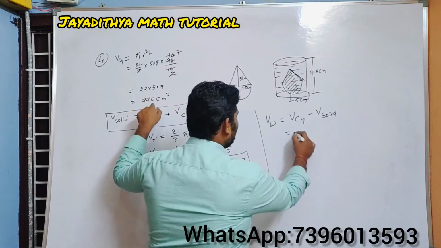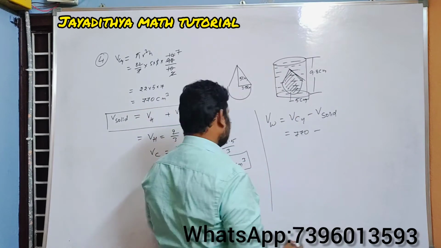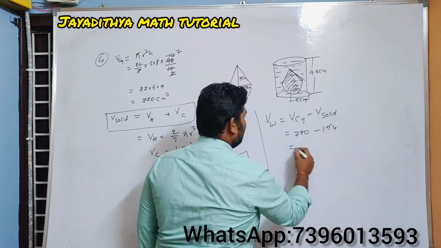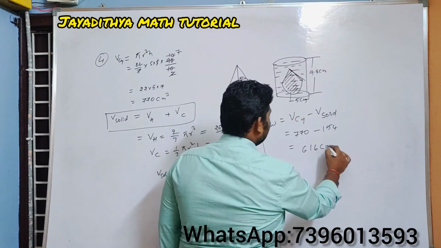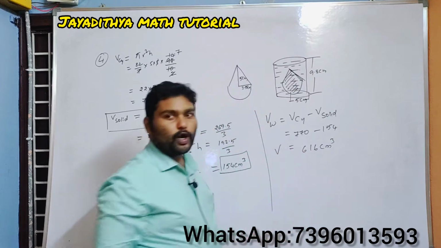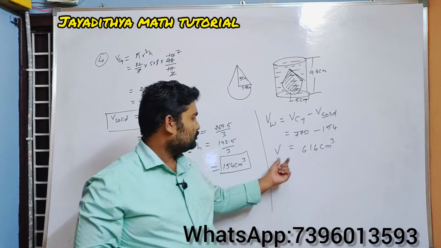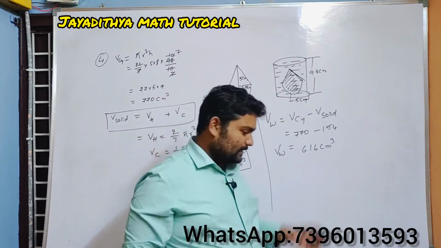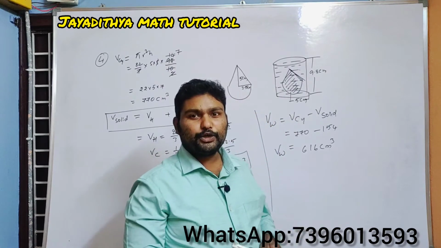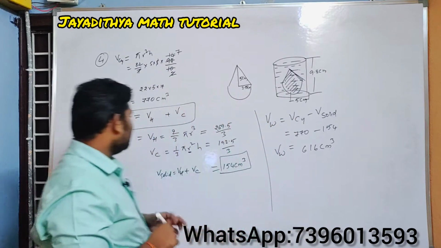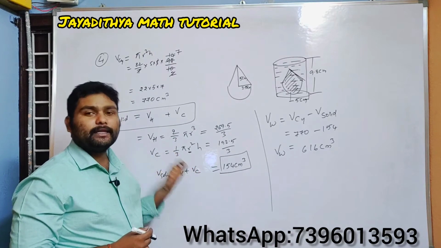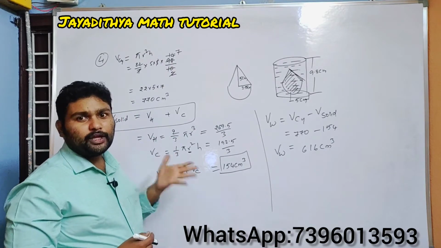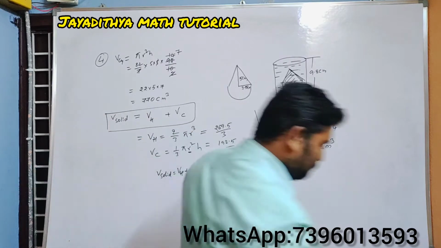So the volume of the cylinder is how much? 770 minus 154. How much answer will you get here? This is nothing but 616 centimeters cube. You are talking about volume, so units must be cubic units. So what is the volume of water left here? That is 616 centimeters cube. I hope you have understood this problem. In the previous problems, I have told you how to find the volume of a hemisphere and how to find the volume of a cone, so I am not going deep into the problems here.